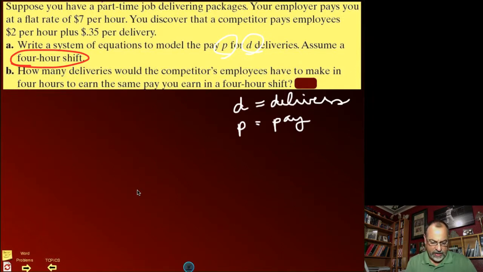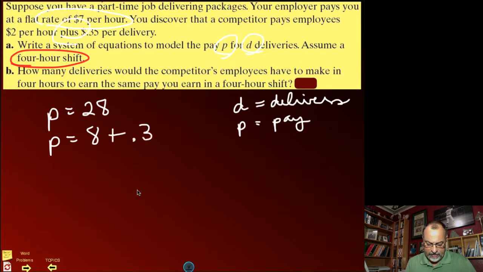All right, so to take care of the first amount of pay, we're going to get $7, and in 4 hours that's going to be $28. So in the first job, my pay is going to be equal to $28 for a 4-hour shift. Now, for the second competitor's pay, he's going to give me $2 an hour. So $2 an hour for 4 hours is going to give me $8. So he's going to give me $8, but in addition to that, plus he's going to give me 35 cents for every delivery. So this is going to be my equation.